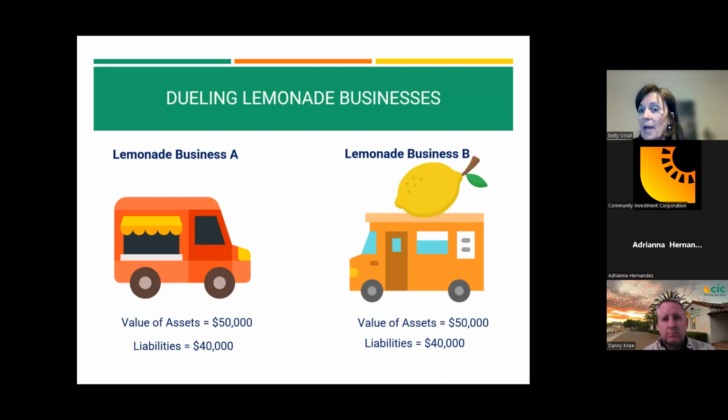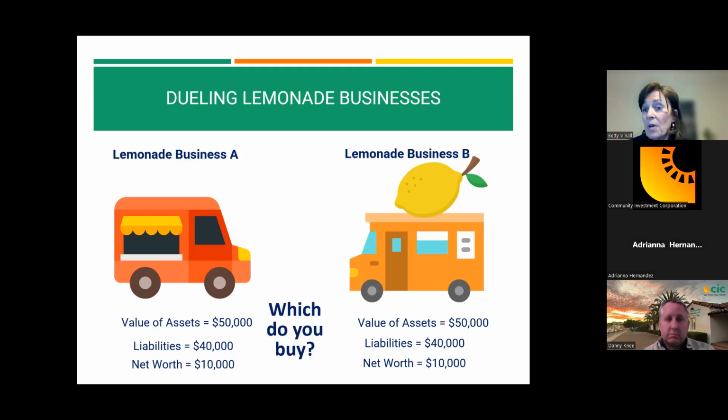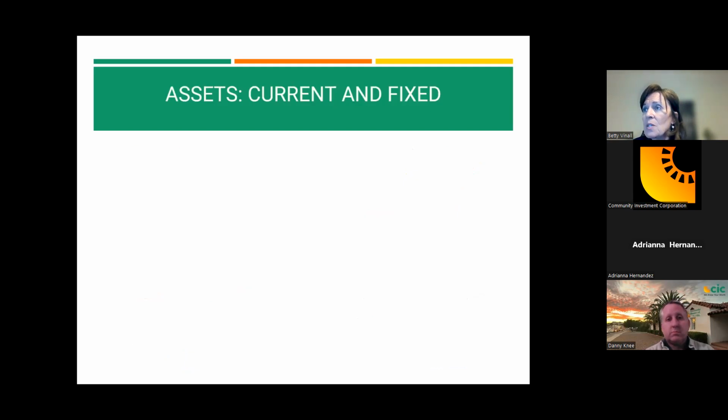They both have liabilities of $40,000, which means both of their net worths are $10,000. So we're going to try and figure out which one of these businesses we want to buy. We're going to look at the assets first.